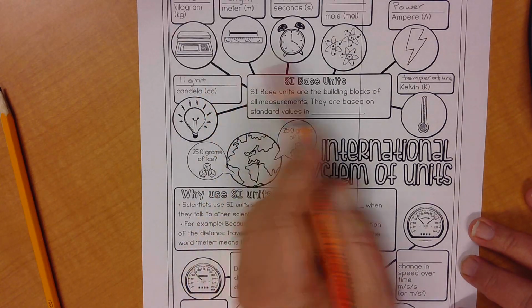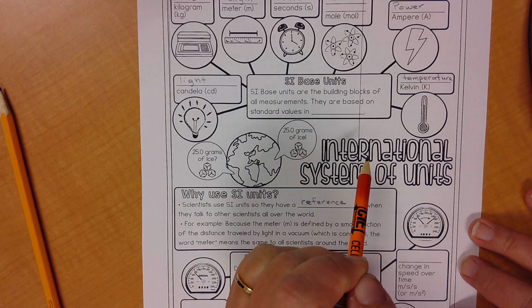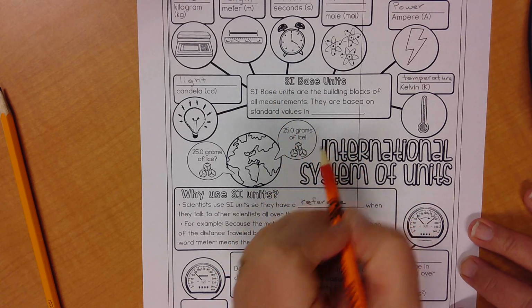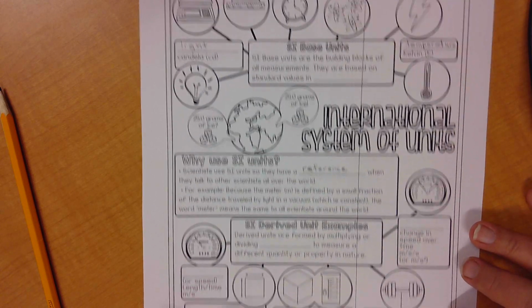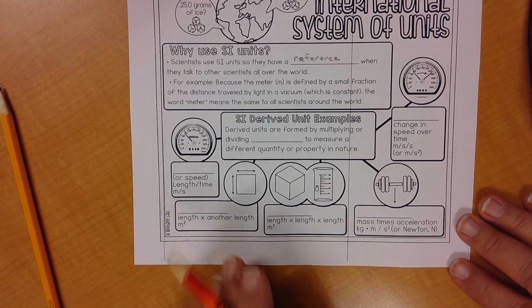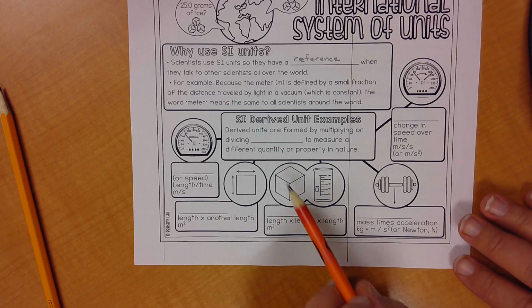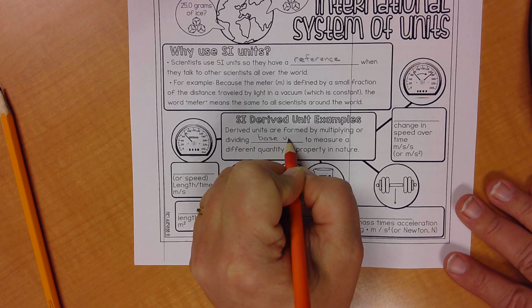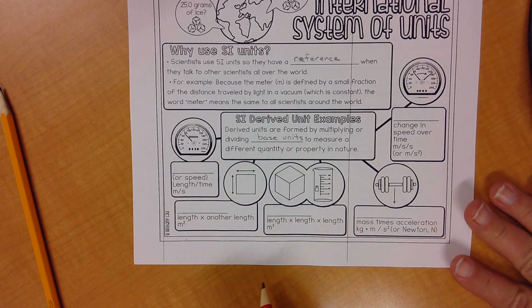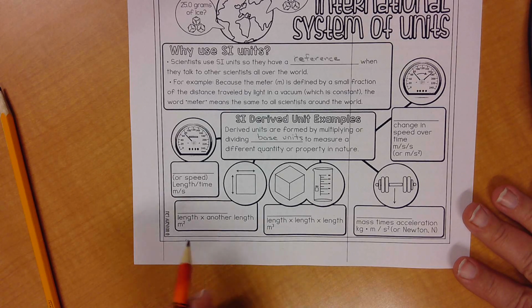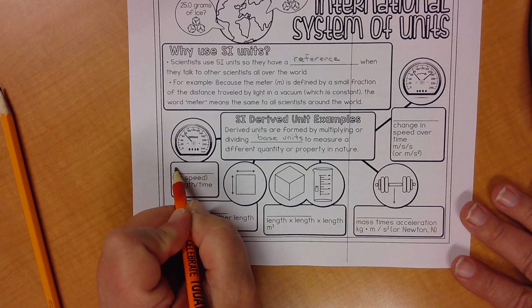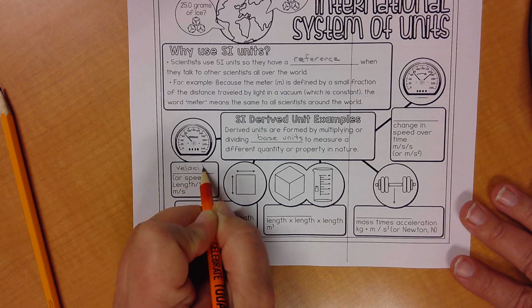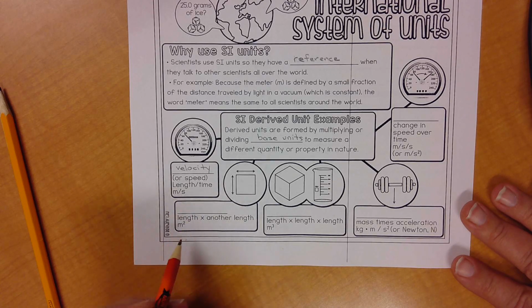So these are the base units. They're the building blocks of all measurements, and they're based on standard values. There also are some derived units, which means these are calculated units. They're formed by multiplying or dividing base units to measure something different. Right? So this is velocity or speed, which is measured in meters per second.